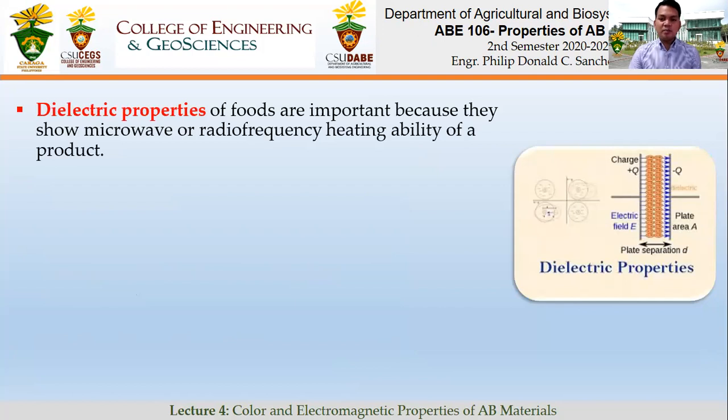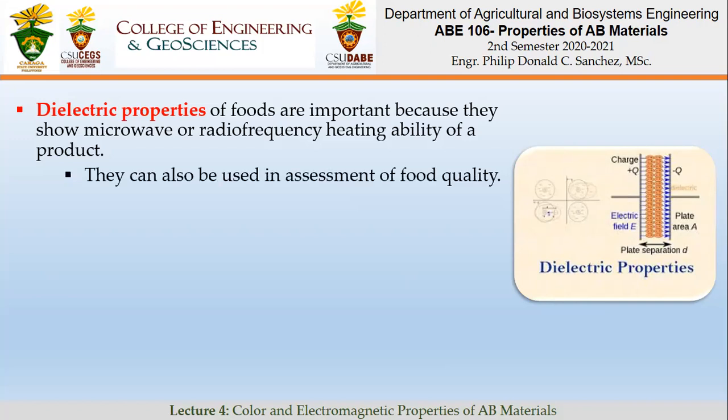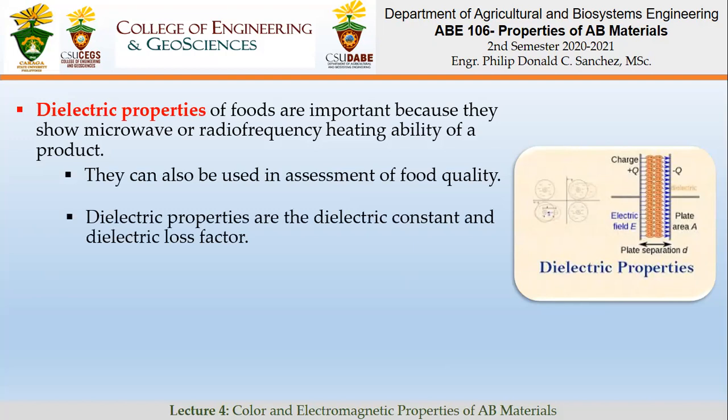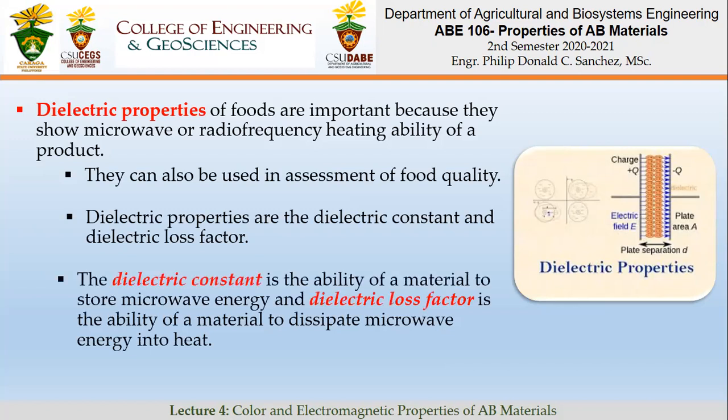Dielectric properties of foods are also important. When you say dielectric properties, those are related to the electromagnetic properties, from the terms electricity, electron. So those are properties related to the electromagnetic or electric properties of food products. They can also be used in the assessment of food quality. The dielectric properties are the dielectric constant and the dielectric loss factor. As you can see in the picture, the dielectric constant is the ability of the material to store microwave energy, and the dielectric loss factor is the ability of a material to dissipate microwave energy into heat.